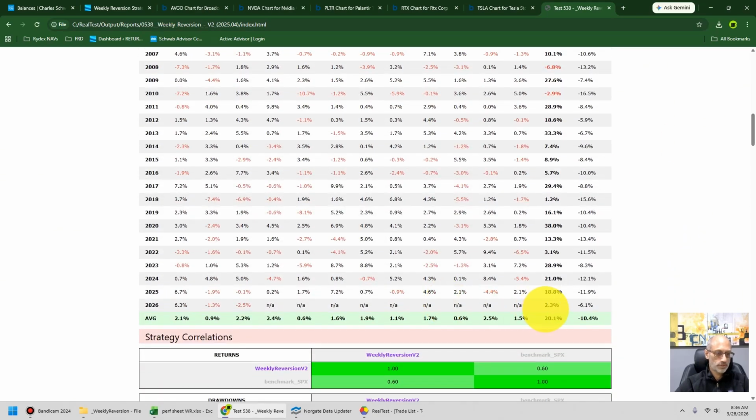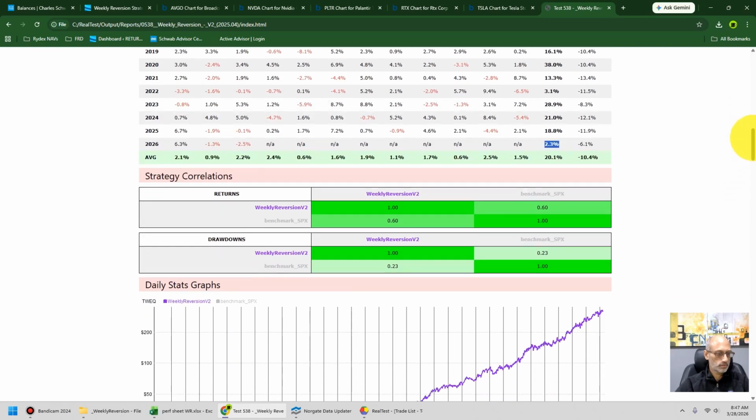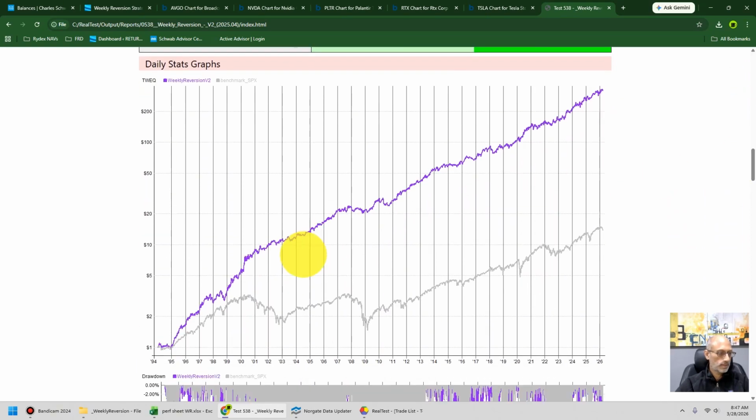And year to date, weekly reversion is up 2.3%, compared to the S&P, which year to date is down 7%. So we're beating the benchmark by a nice margin. And this is how the long-term backtested equity curve looks for weekly reversion. And that's compared against the gray line, which is the S&P 500 benchmark.